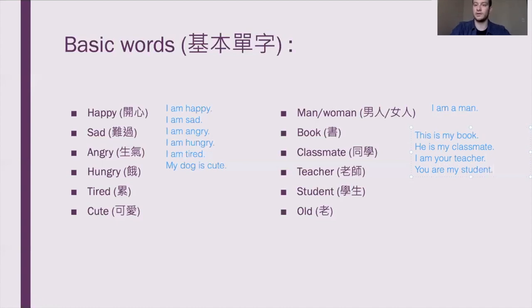Okay. 等一下. This is my book. 这是我的书. He is my classmate. 他是我的同学. I am your teacher. 我是你的老师. You are my student. 你是我的学生. Okay, 最后一个 old.